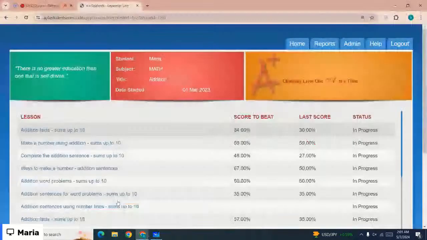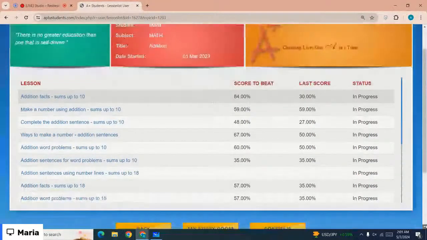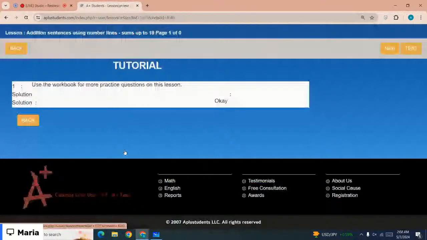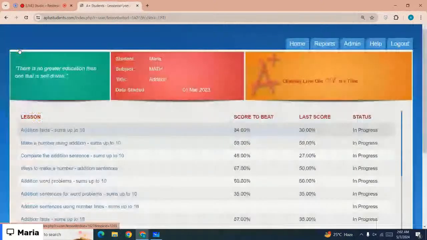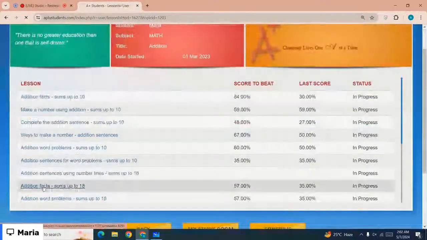So here I'm on chapter addition. We're going to start with the lesson addition sentences using number line sums up to 18. So let's just start with the number line, right? Okay, let's just skip this lesson. Okay, we're going to start with the lesson addition fact sums up to 18.